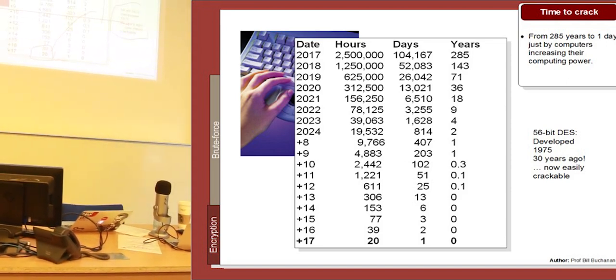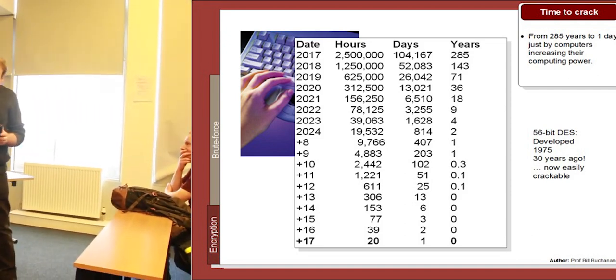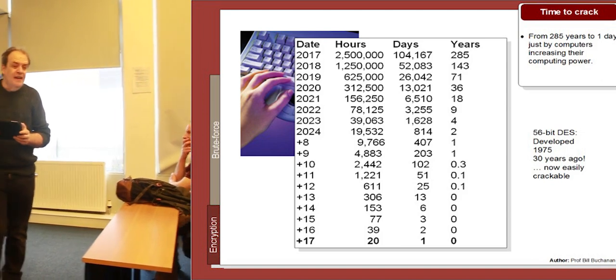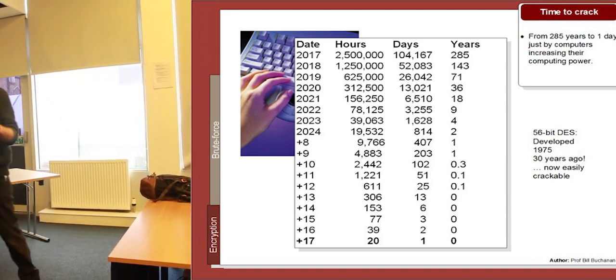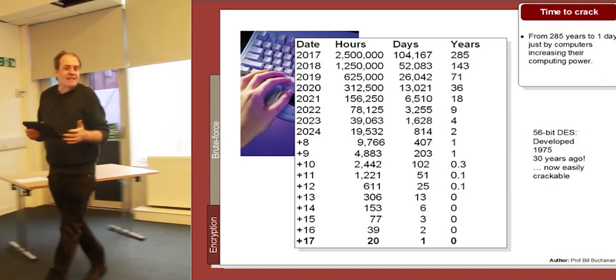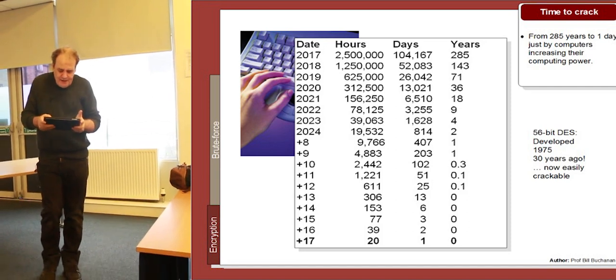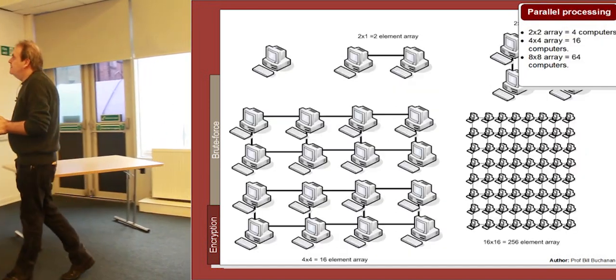If you look at something like DES, it was 56 bits at the time. It was developed in 1975, and 56 bits is easily crackable within almost seconds on a standard desktop. So you shouldn't go anywhere near the limits of the 72.